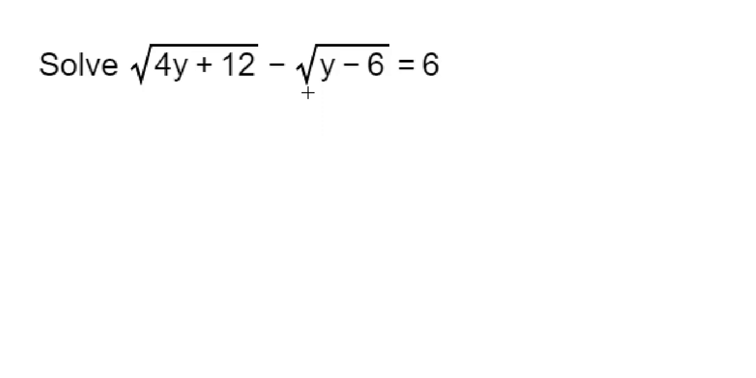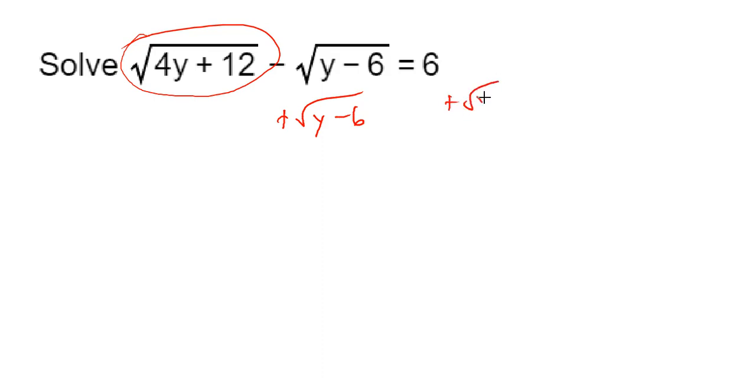So we have the square root of 4y plus 12 minus the square root of y minus 6 equals 6. First step, isolate one of the square roots. I like to isolate the scarier looking one, which is the first one in this case. So I'm going to leave this one on the left-hand side so it's isolated, and I'm going to move this square root to the right-hand side. So I'm going to add square root of y minus 6 to the other side. And so we're going to get the square root of 4y plus 12 equals 6 plus the square root of y minus 6.